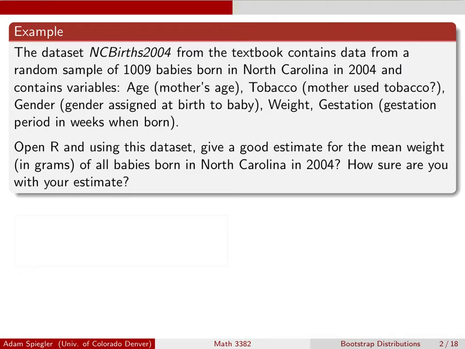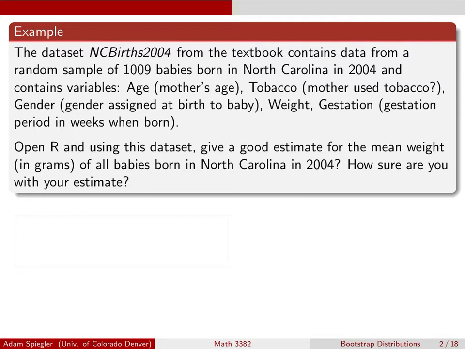And if you look at the data set, you'll see there's a number of variables in there, such as the mother's age, whether the mother used tobacco or not, what gender was assigned to the baby at birth, weight, and the gestation period, how long was the mother pregnant when the baby was born. So we'll take a look at this data set in some other cases moving forward. And if we say wanted to come up with an estimate, which is what this question is saying, what is a good estimate for the mean weight of all babies born in North Carolina in 2004?